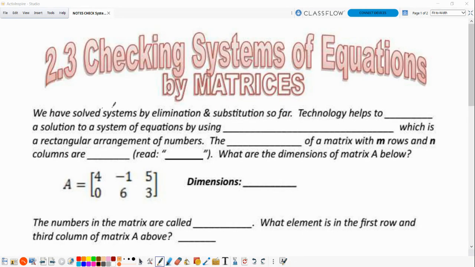So we have solved systems by elimination and substitution so far. Technology helps us to check a solution to a system of equations by using a matrix, M-A-T-R-I-X. The plural of matrix is matrices, which is why you have it in the title up here.